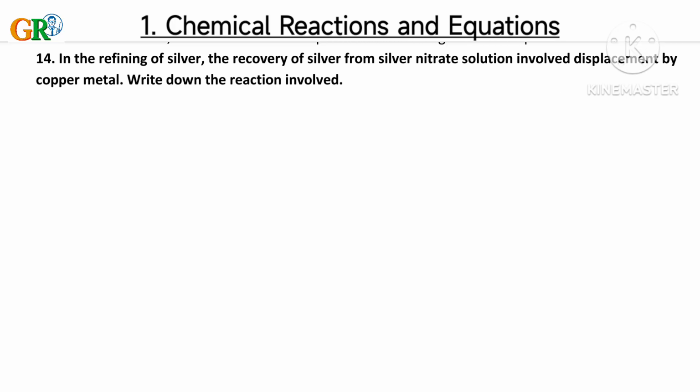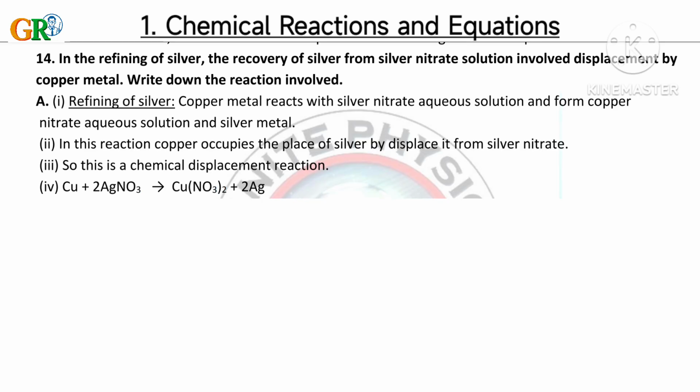14th question. In the refining of silver, the recovery of silver from silver nitrate solution involved displacement by copper metal. Write down the reaction involved. Answer, first point. Refining of silver. Copper metal reacts with silver nitrate aqueous solution and forms copper nitrate aqueous solution and silver metal. Second point. In this reaction, copper occupies the place of silver by displacing it from silver nitrate. So, this is a chemical displacement reaction. The chemical reaction is Cu plus 2AgNO3 gives rise to Cu(NO3)2 plus 2Ag.